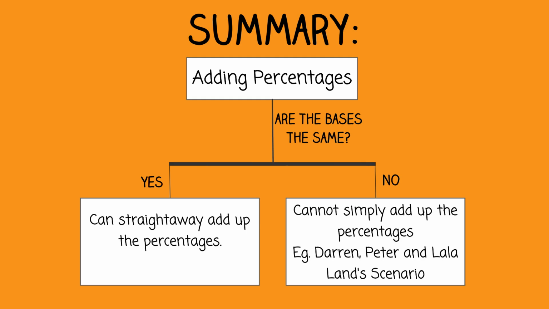Instead, we need to perform some calculations before we can find the overall change in percentage. Just like what we have done in Darren's, Peter's and La La Land scenario.